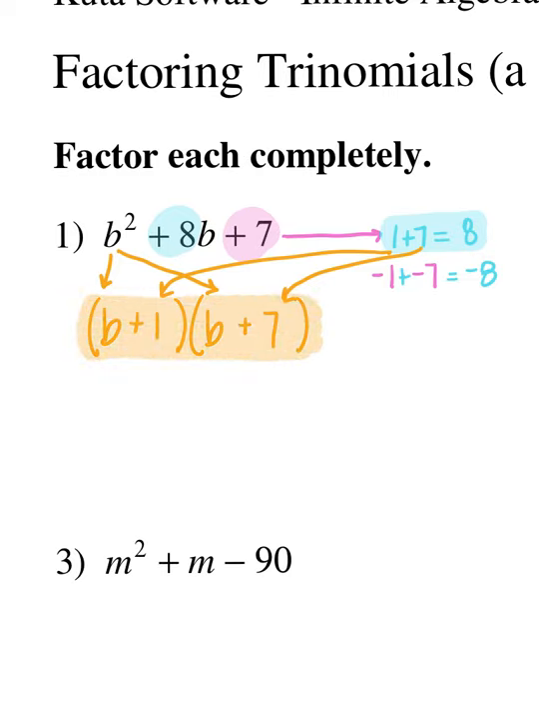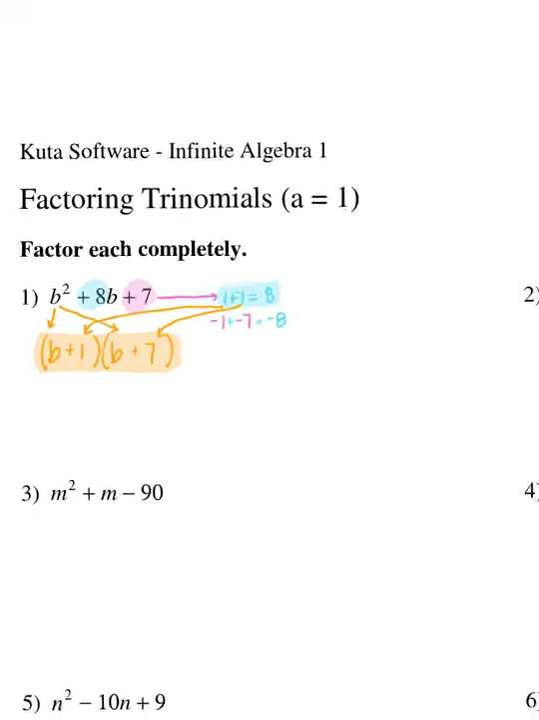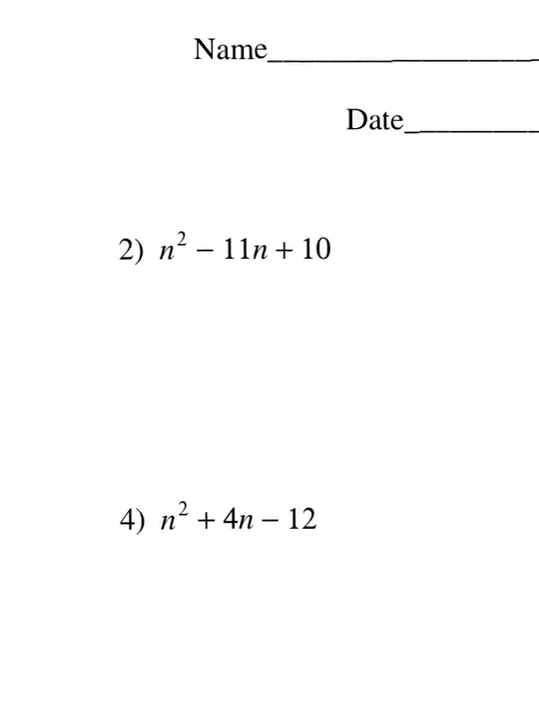Now, some of you wrote the answer back in the form that it was given. We can check ourselves by FOILing or multiplying to make sure we're right, but this is the answer. The answer should always be in two sets of parentheses. So let's look at another one. Let's look at number 2.